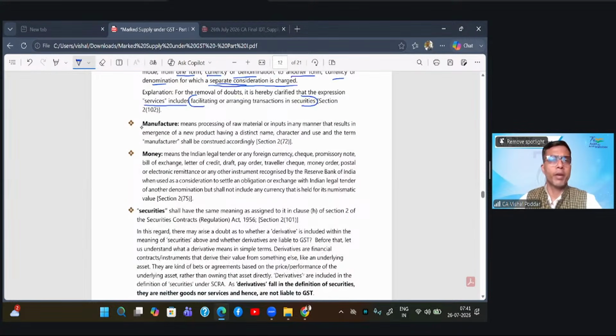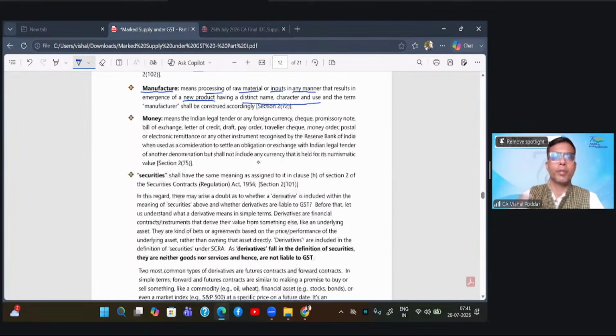Then comes the definition of manufacture, which is very simple. It is processing of raw material or inputs, and it may be done in any manner. Most important is which leads to a new product having distinct name, character, use. Then that activity becomes manufacture. Now, two things are excluded from both goods and service. What are those two things? Money and security. Let us understand, students, what is money.